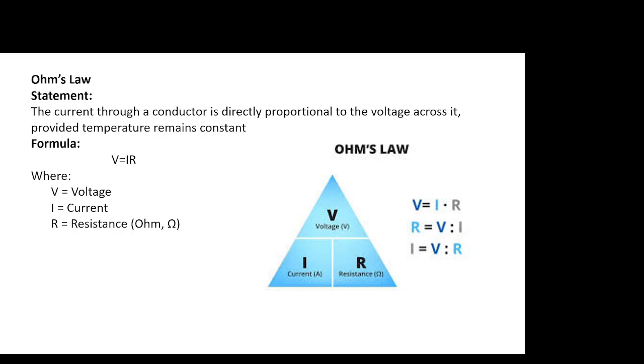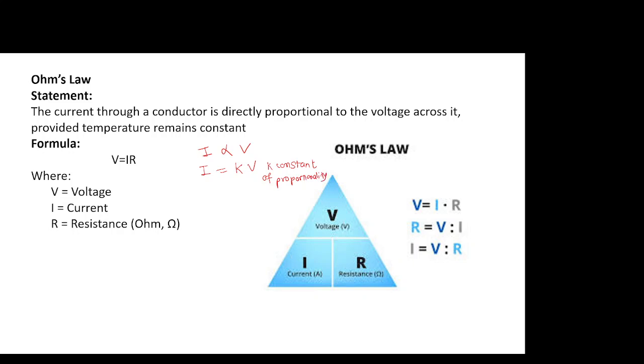So current is directly proportional to the voltage. We can represent it as I is directly proportional to V. Putting the equals sign, we introduce K, the constant of proportionality.